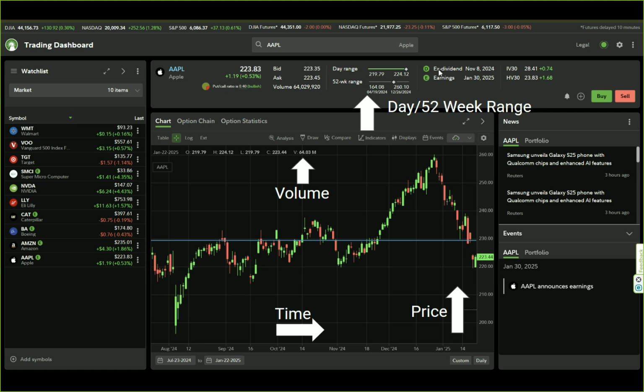Here we have ex-dividend. So this is the next dividend day and the next earnings day. Usually whenever a stock reports its earnings, that is a day of massive stock fluctuation based off market response to said earnings. So keep that in mind.